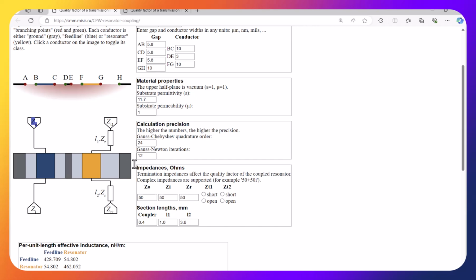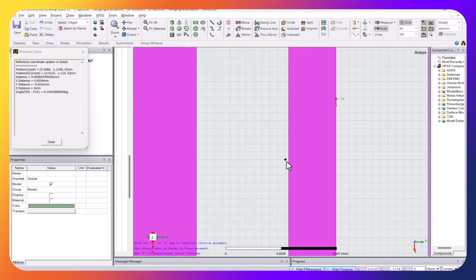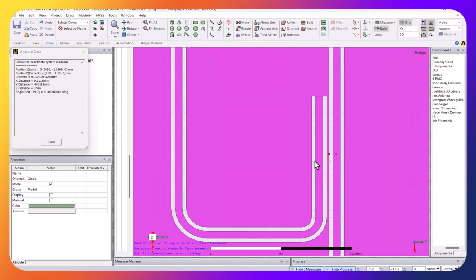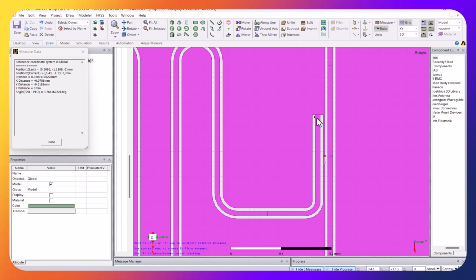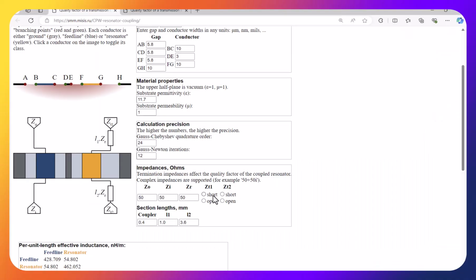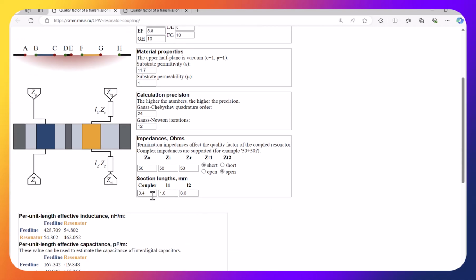Now, first of all, yes, there should be 50 ohm. However, at the T1 place, the impedance is supposed to be short, because this is the output. If you look at here, this is where it got coupled. So here it should be short, T1. And then the other side is open, T2.